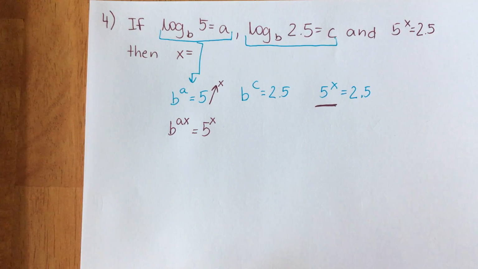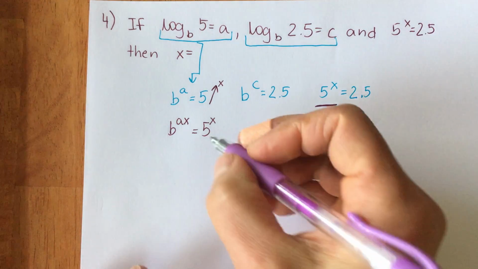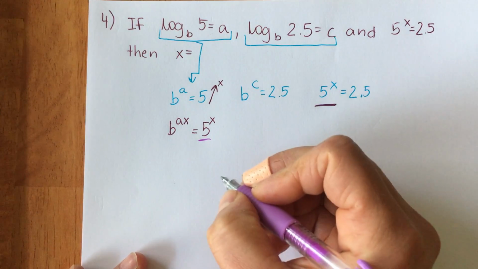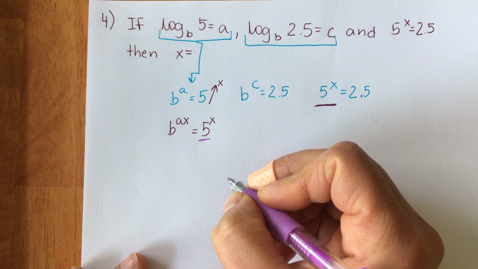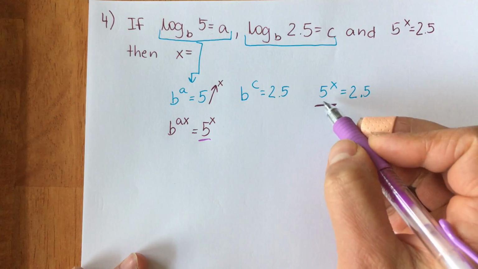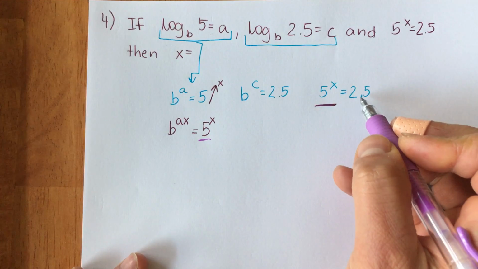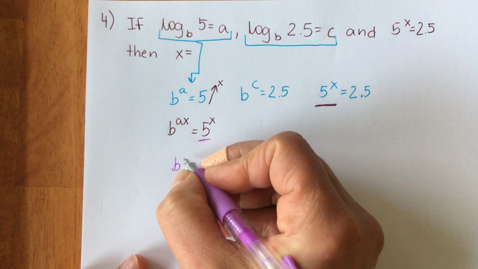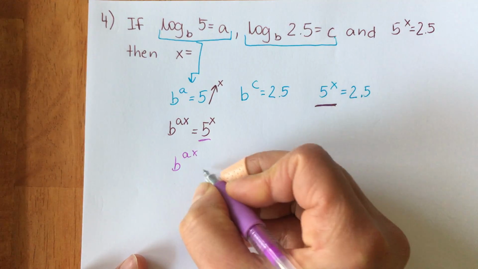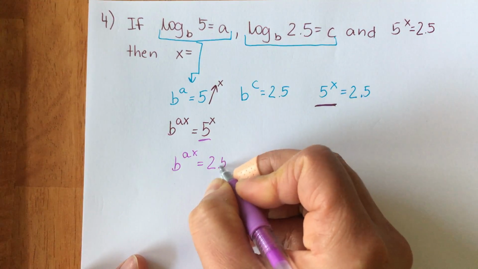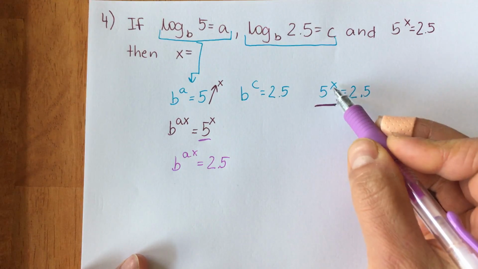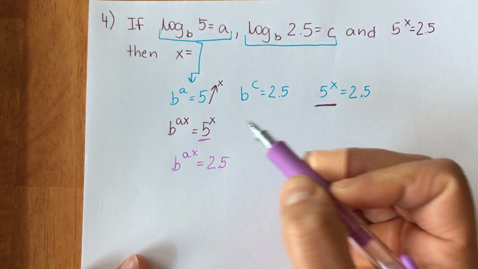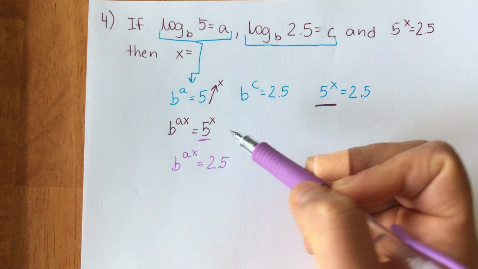What I'm going to do now is take this and say that 5 to the power of x is equivalent to 2.5. So this is what I have at this moment: b to the power of ax is equivalent to 2.5. Why? Because I can. 5 to the x is equal to 2.5, and b to the power of ax is also equal to 5 to the x.